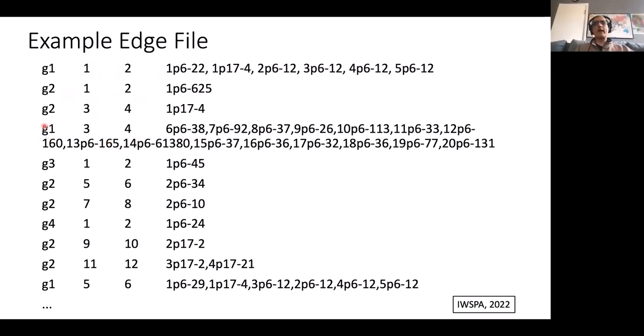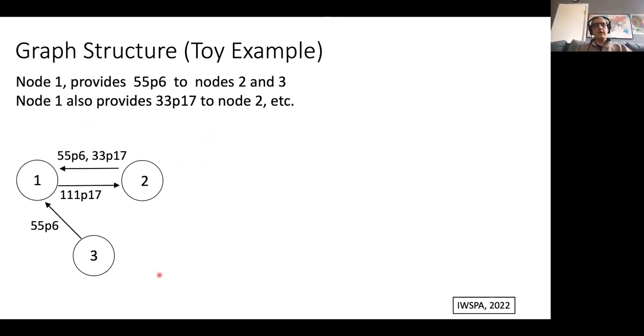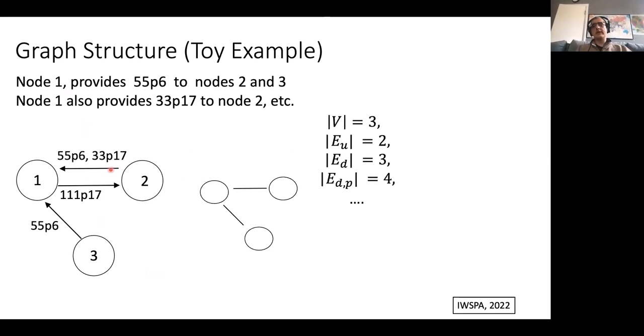Yeah, so you can see that, for example, for graph G2 in the second line, there's only 1 port and protocol and 625 packets exchanged in that hour. While for graph 1 between nodes 3 and 4, you can see line 4, you can see many ports and packets. So again, edges are directed, but the number of nodes in this graph is 3. The number of undirected edges is only 2, but directed is 3.